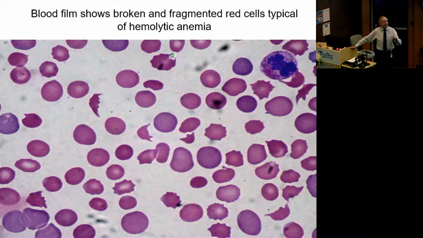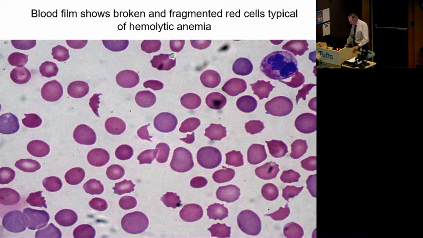She has made an antibody against her own red cells. That's what she's done. Those antibodies attach to the red cell, they bind complement, they burst the red cells. And we call this autoimmune hemolytic anemia. And then you're going to say, why did she do that?